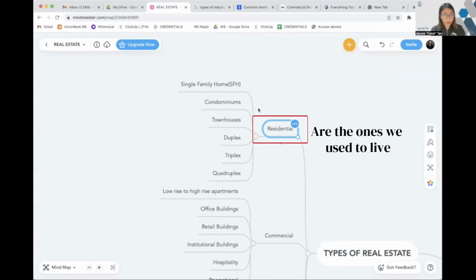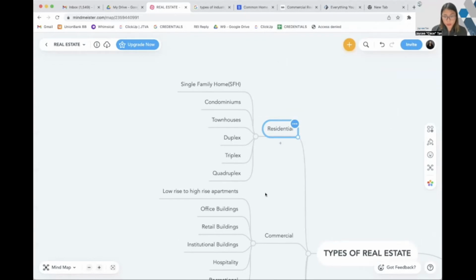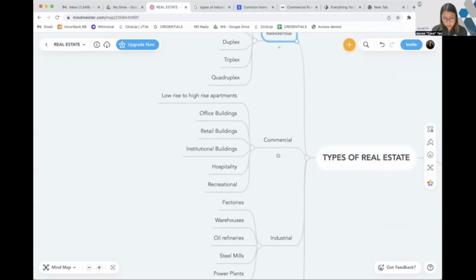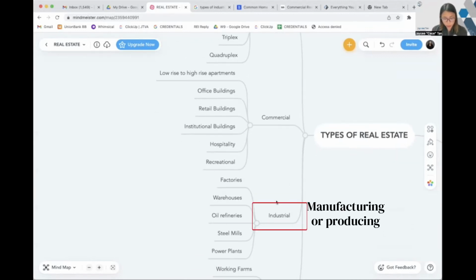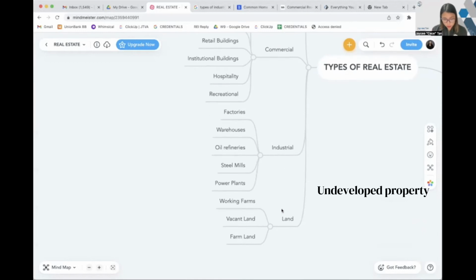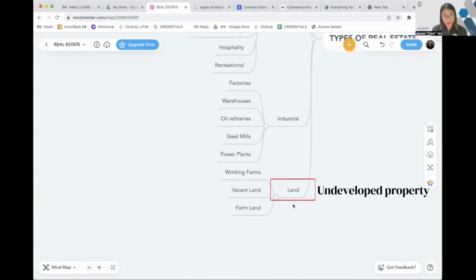Residential properties are the ones we use to live. Anything that's for business is commercial. Anything that's for manufacturing or producing is industrial. And anything that is undeveloped yet is called land, like farmlands, working farms, vacant land. These are the undeveloped properties, right?